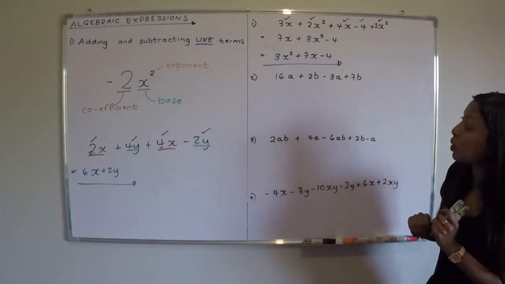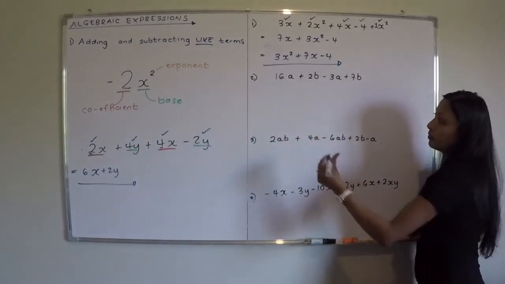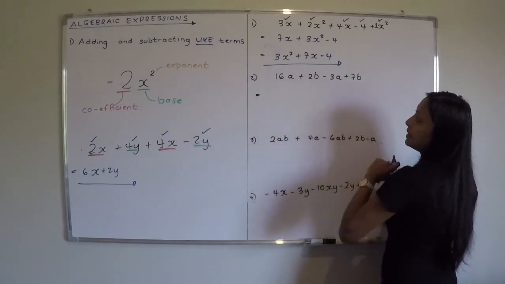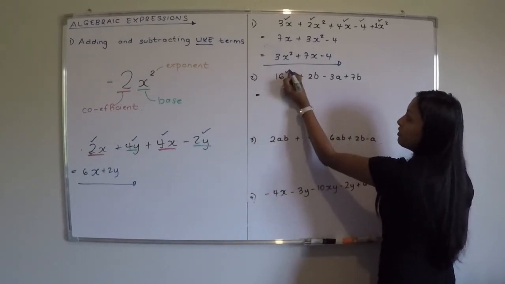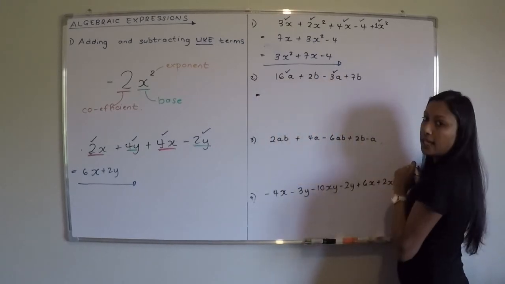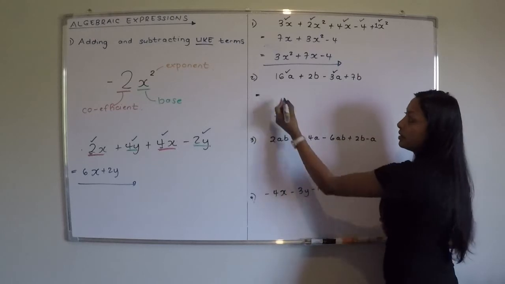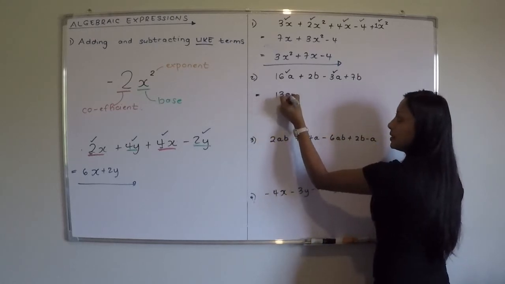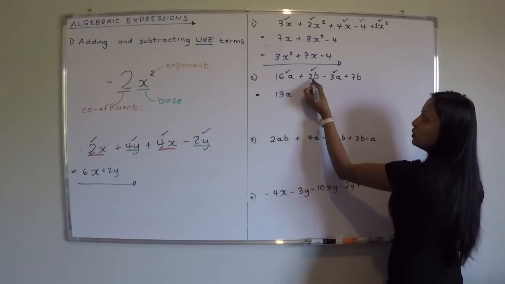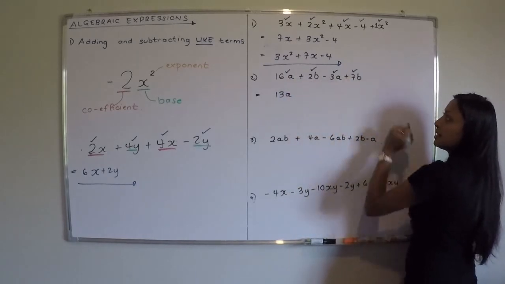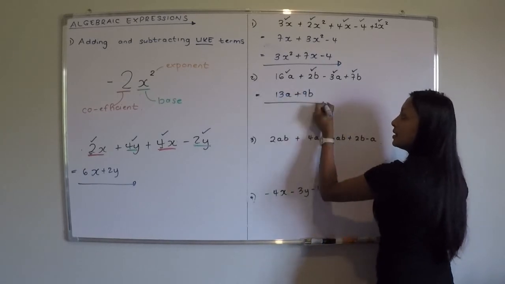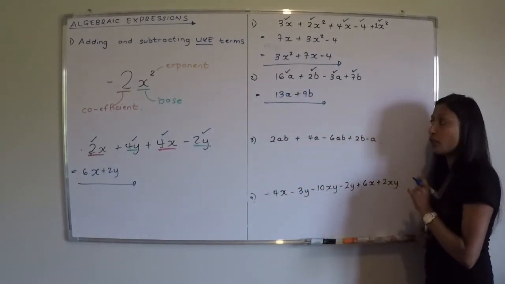Then, if we go over number 2. Number 2, the first term here is 16a. So let me look for all of my a's. 16a, there we go, minus 3a. What's 16 minus 3? 13a. Then I have my b's. Plus 2, plus 7, plus 9b. That was a straightforward one. Very good.